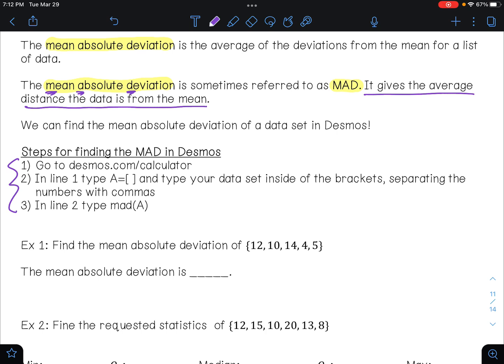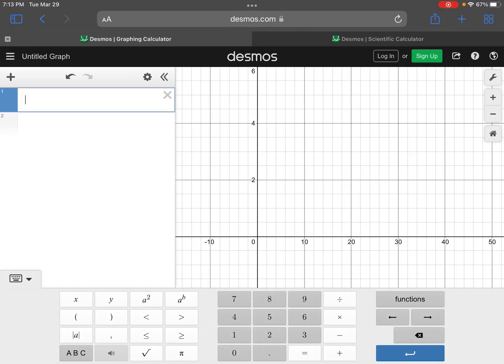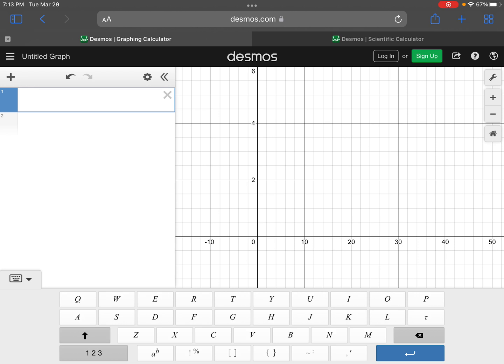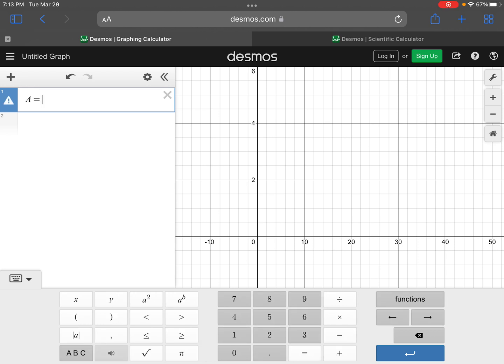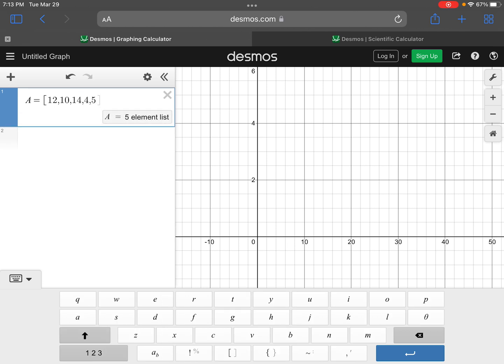So on example one, it says find the mean absolute deviation of 12, 10, 14, 4, and 5. So I'm going to go over to Desmos and type in my list. I'm going to have A equals, and those numbers were 12, 10, 14, 4, and 5. So that is my list of my five numbers.